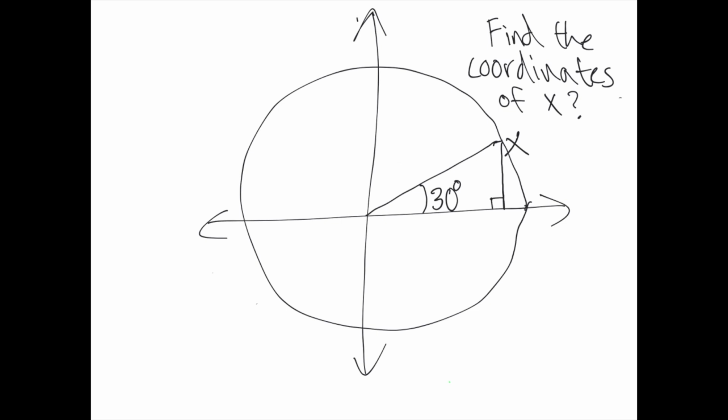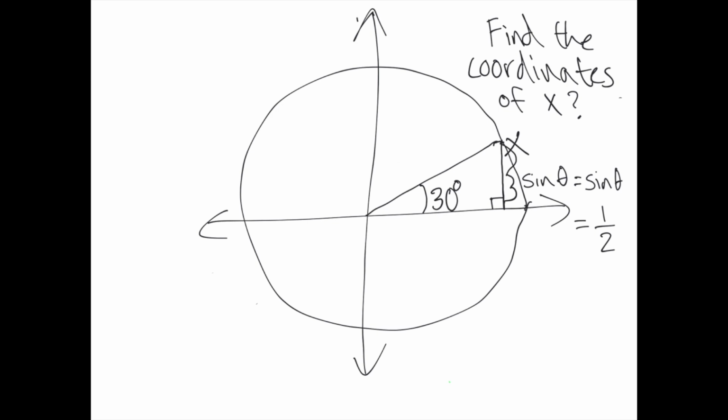Now, we'll remember that this length here corresponds to sine theta. And since theta is equal to 30 degrees, we have sine of 30 degrees. As a quick reminder, from our special angles, we know that sine of 30 degrees is half of the hypotenuse, so that's going to be equal to half.